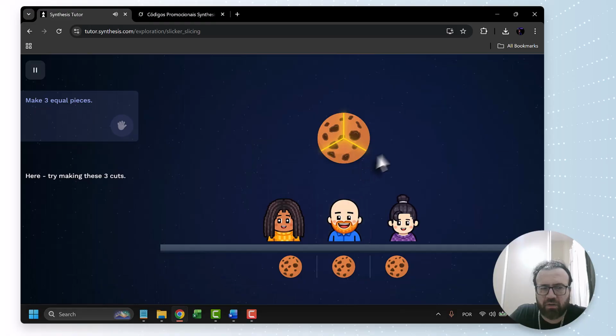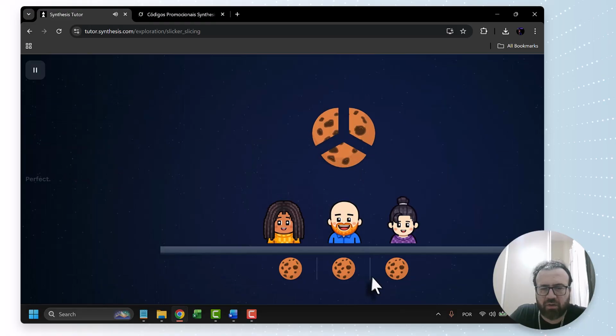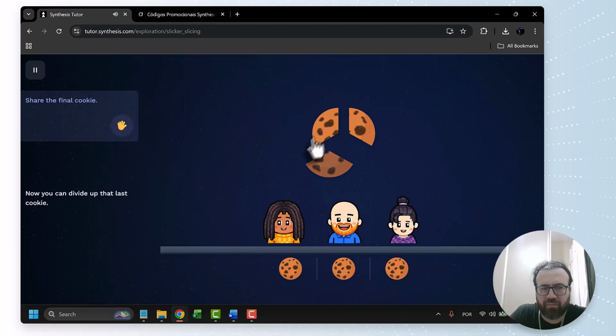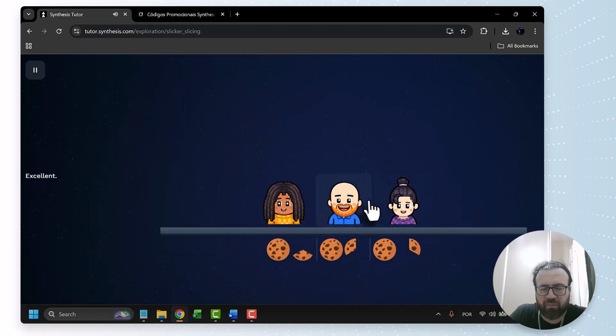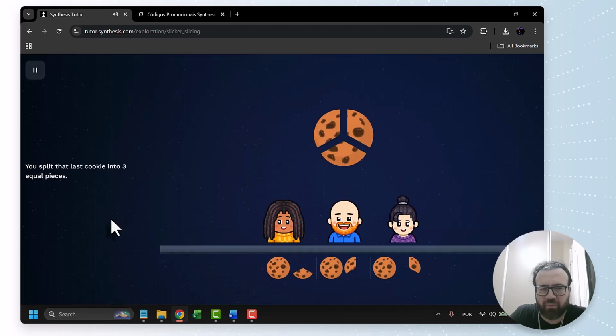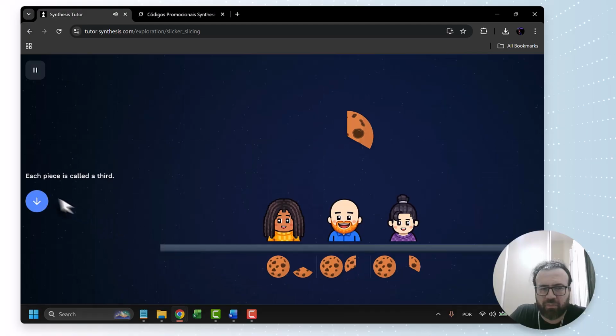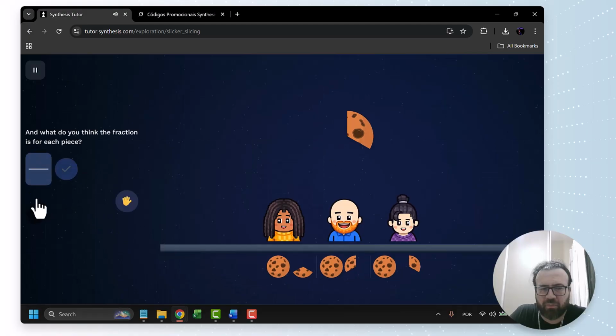Here, try making these 3 cuts. Perfect. Now you can divide up that last cookie. Excellent. You split that last cookie into 3 equal pieces. Do you know what we could call each piece? That's right. When there are 3 equal pieces, each piece is called a third. And what do you think the fraction is for each piece?